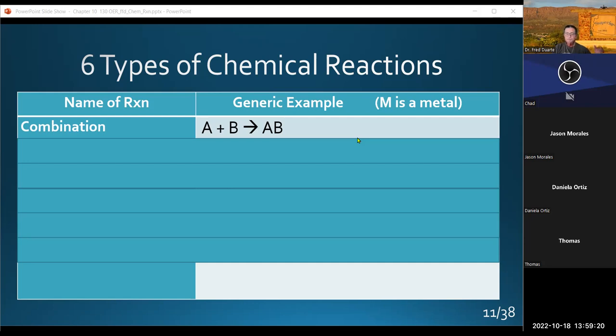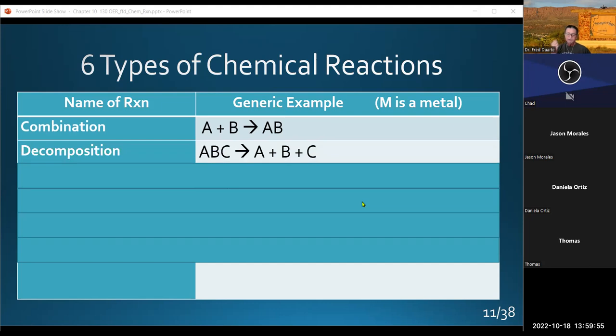The first type, some people call them synthesis reactions, but the alternative name is combination. I think it makes more sense to call them combination because it is basically a combination of 2 different elements. We have A and B, 2 different elements that come together and form a new compound, depicted here by AB. A compound is made up of 2 different elements. That's called a combination reaction.